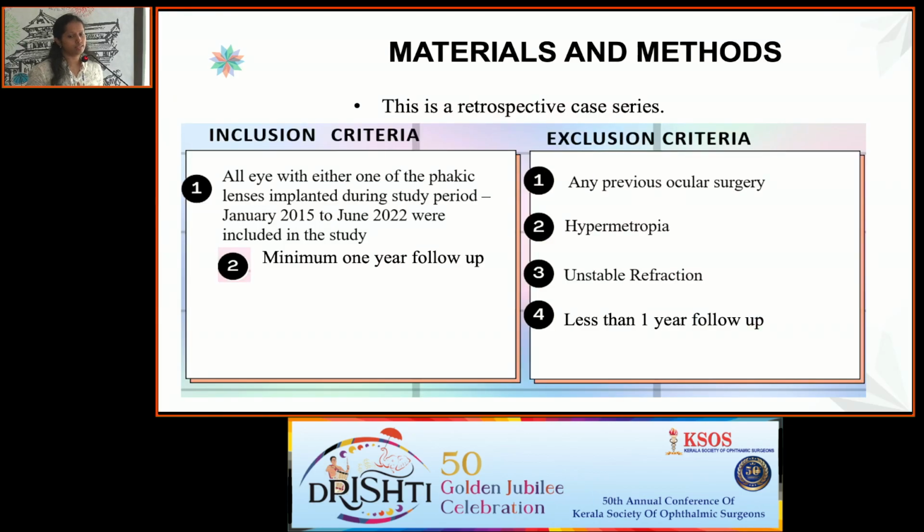It is a retrospective case series, and inclusion criteria included all eyes in whom the phakic lenses were implanted during the study period with a minimum of 1 year follow-up. The exclusion criteria were any previous ocular surgeries, hypermetropia, unstable refraction, and less than 1 year of follow-up.